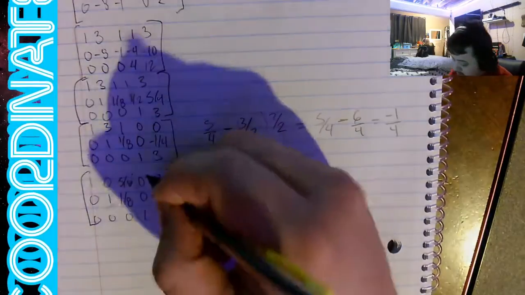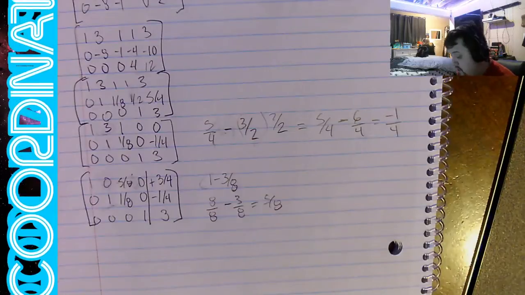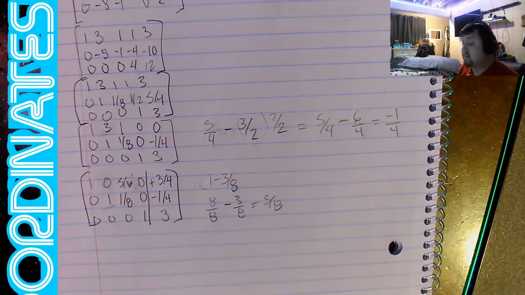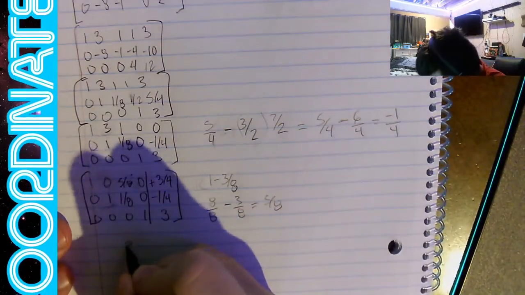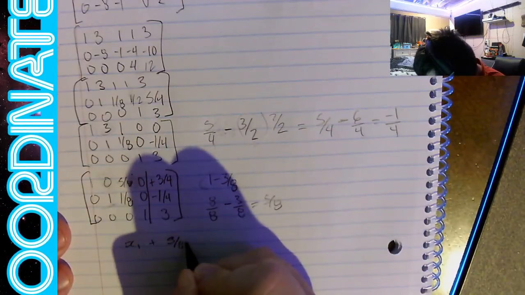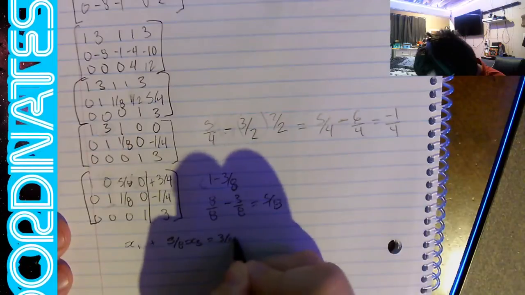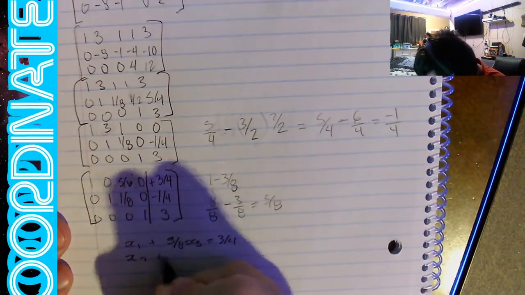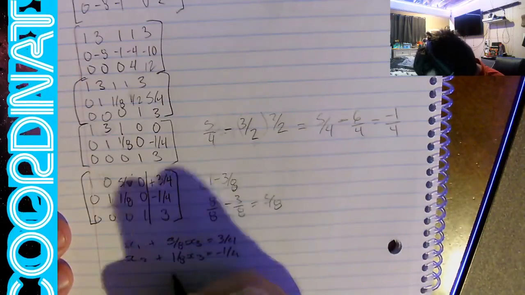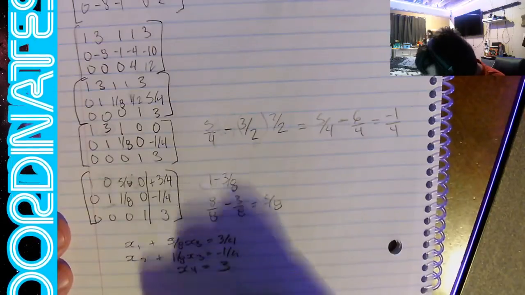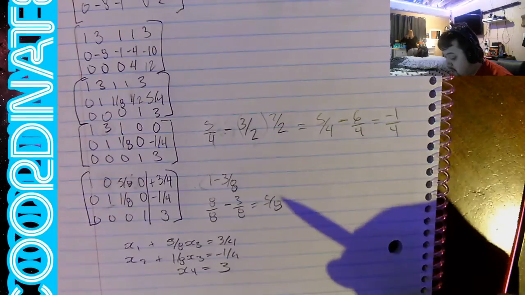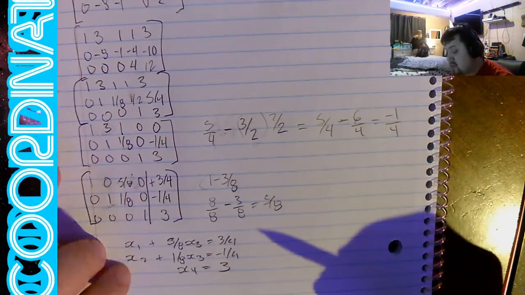Okay, and that is reduced as much as it can be. You can't get rid of this because, well, there's not enough solutions to give it. So essentially what this is saying is we have x1 plus 5/8 x3 equaling 3/4, x2 plus 1/8 x3 equaling negative 1/4, and x4 equaling 3. Again, this is reduced as much as it can be. We need something to give us solutions for x1 and x2.